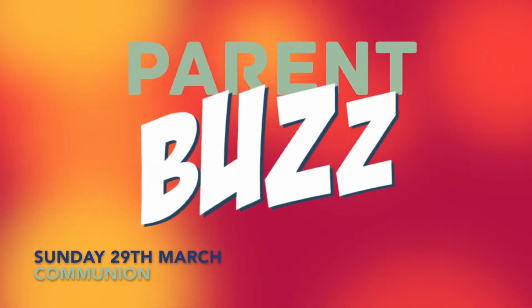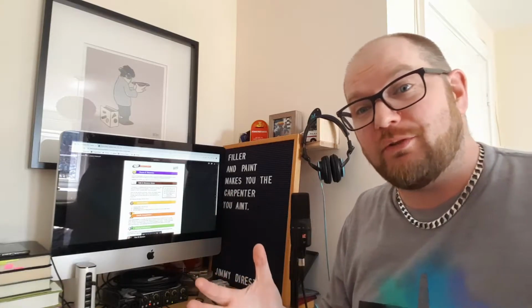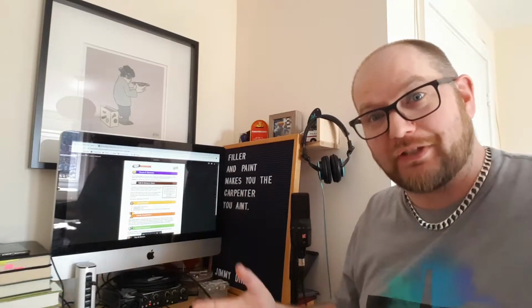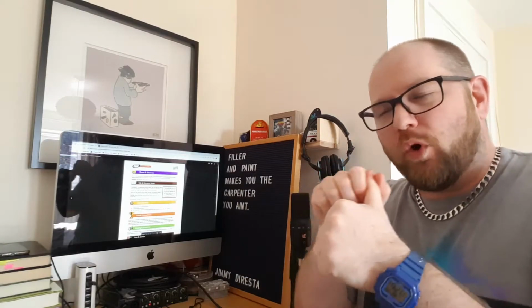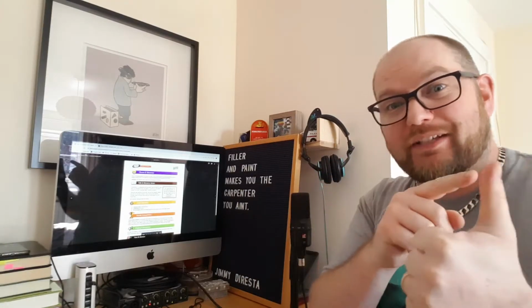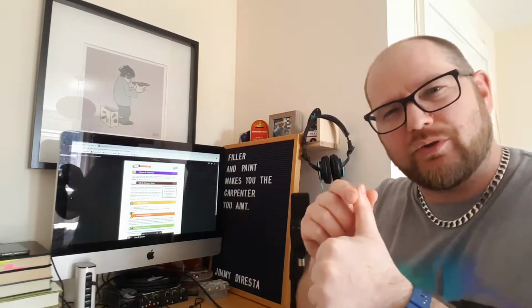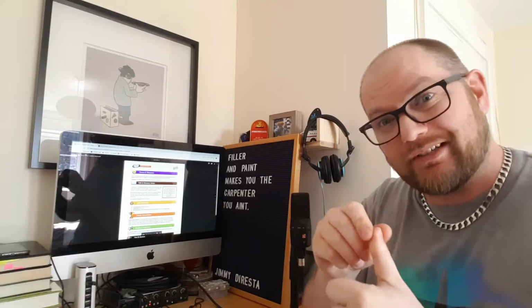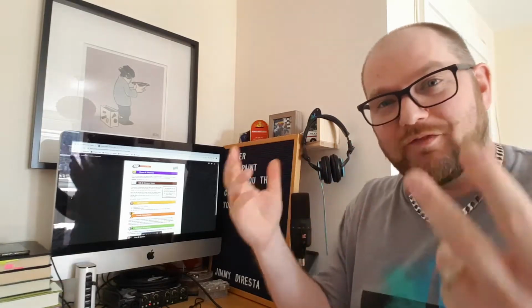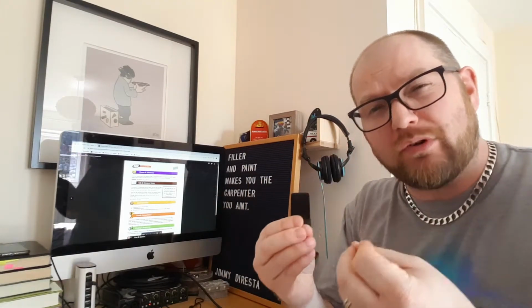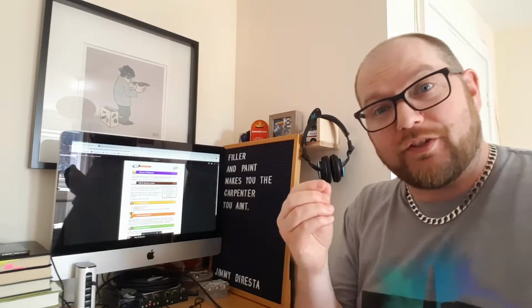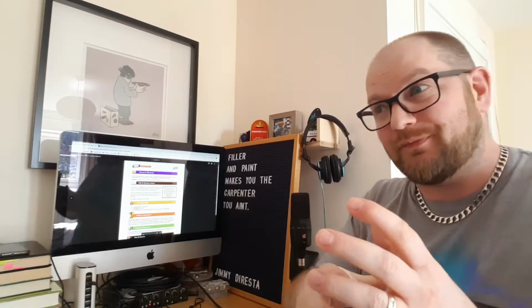So Sunday 29th of March, we're going to continue our theme of Easter. Obviously we are building up to Easter. Last week we talked about what the difference was between the Easter that we see in the shops and the Easter we see at church, decoding the Easter symbolism of chicks and bunnies and eggs and all that sort of stuff, talking about new life in Christ. This week we're going to talk about communion.